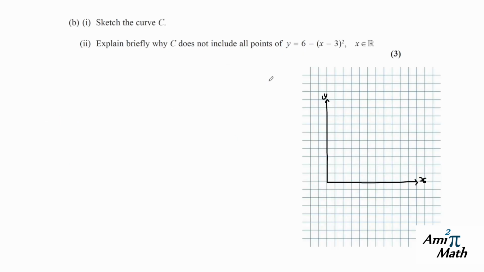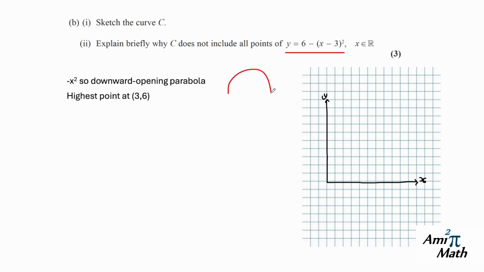Okay, sketch the curve C. Explain briefly why C does not include all the points of y equals 6 minus (x minus 3) squared. So to sketch the curve C, we obviously know from this equation from before, if you expand it, you'll get a minus x squared because of this minus here. So there'll be a downward opening parabola, which basically means it is shaped like that. The highest point is at 3 and 6, as this x is 3 and this y is 6.